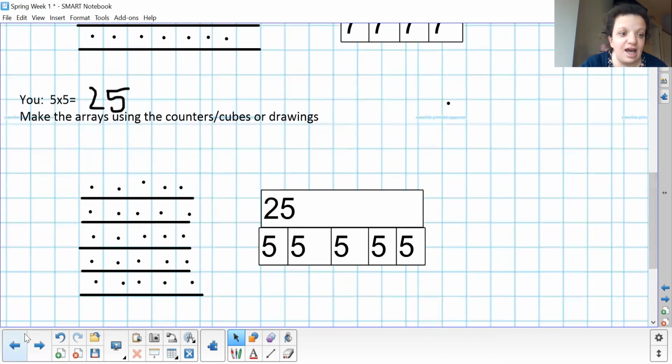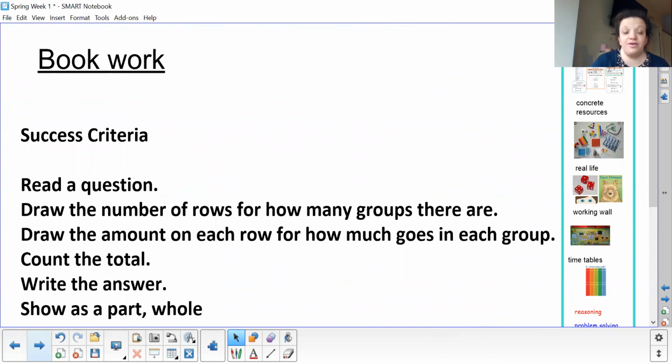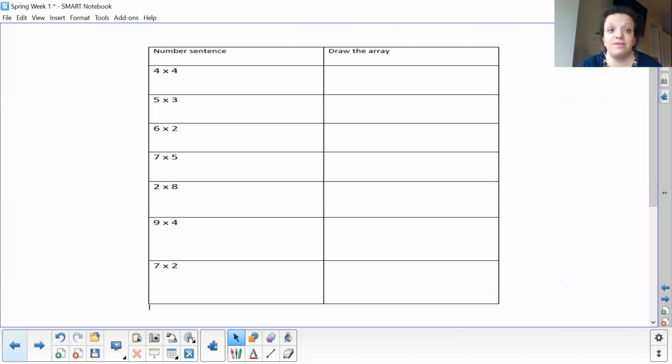Fantastic. Right, now let's move on to today's task. So again, let's have a look at our success criteria. We're going to read the question. We're going to draw the number of rows for how many groups there are. Draw the amount on each row for how many goes in each group. Count the total, write the answer, and show us a part whole. So your first challenge is to go through each of these number sentences and next to them on your papers, draw the array that you are showing. Pause the screen and have a go now.